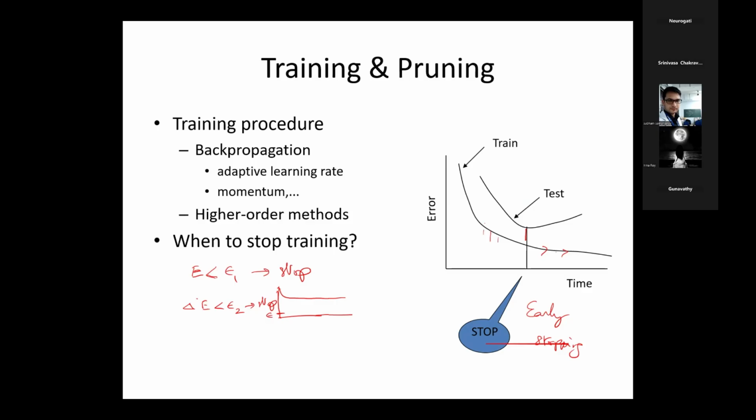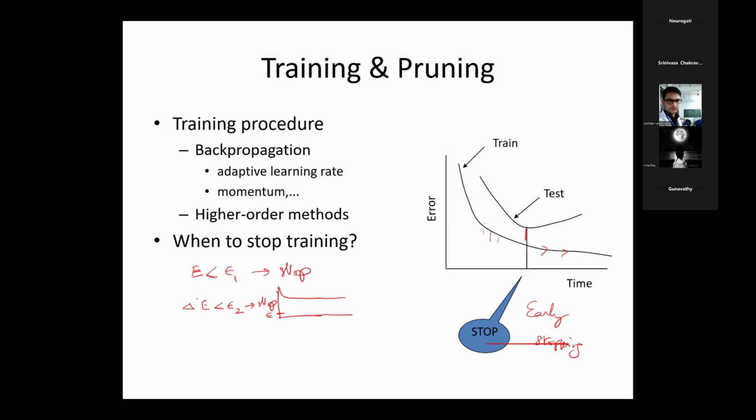Then there's a term called momentum, which will also give you a similar kind of acceleration. There are also higher order methods where the weight update depends not just on the gradient, that is the first derivative of the error function, but also uses the second derivative. These algorithms take much more memory because you have to maintain the entire Jacobian and also look at the Hessian for the second derivative, but they can converge in fewer steps.